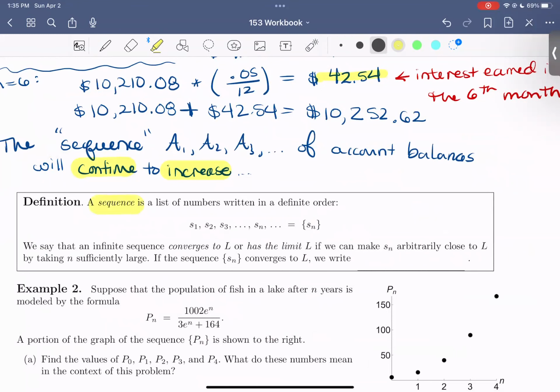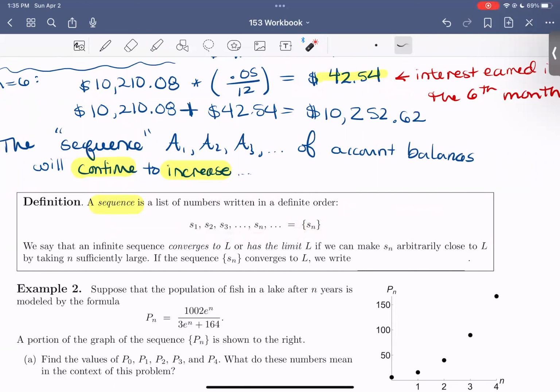A sequence is a list of numbers written in a definite order. So in notation, we write our sequence. If we are using the letter S to represent the numbers in our sequence, we have S sub 1, S sub 2, S sub 3, ... through S sub n. And we call that sequence this curly bracket with S sub n. That's how we shorthand this list of n numbers.